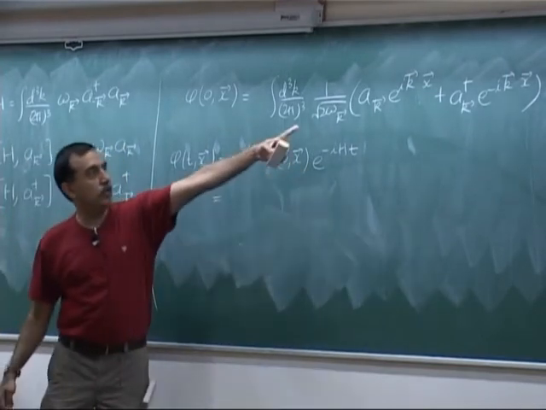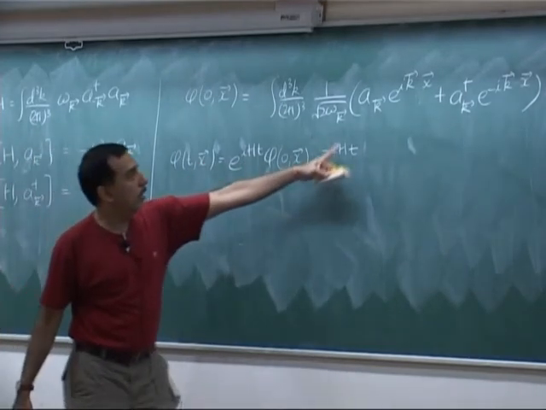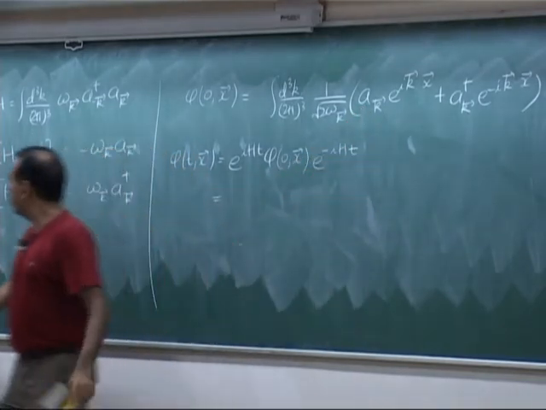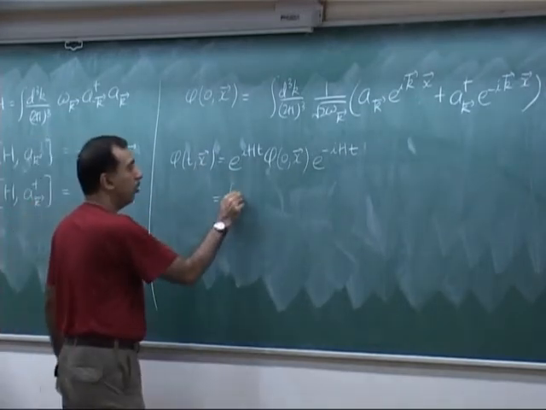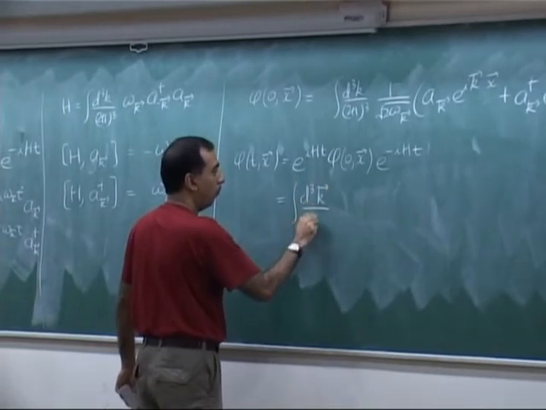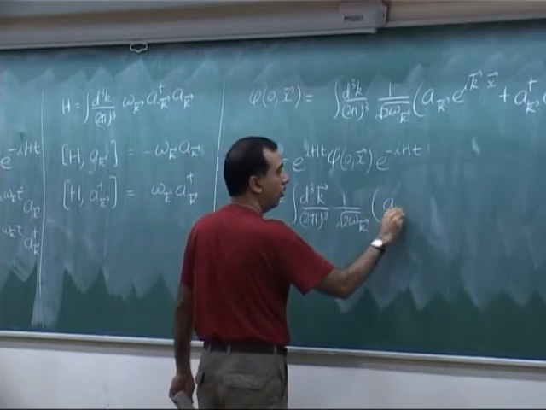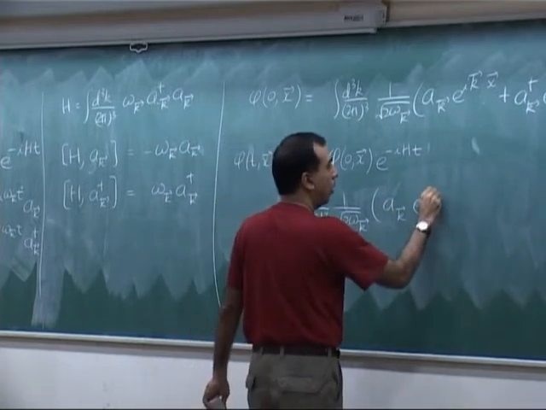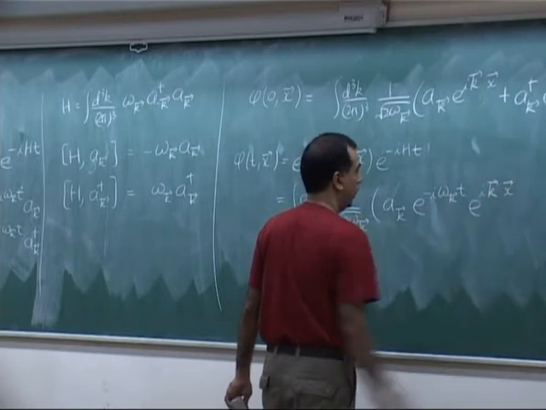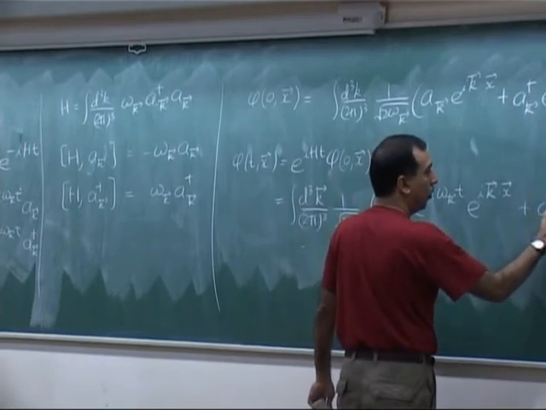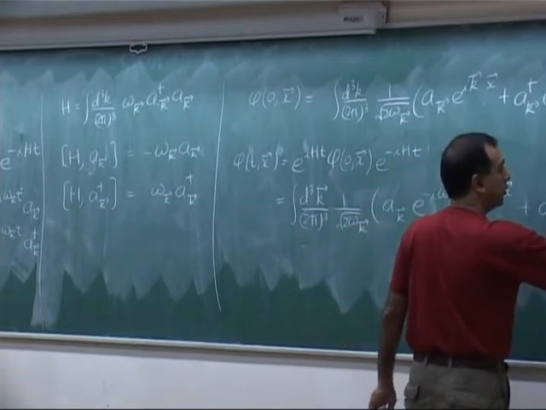So I act with these from both sides on the right side, but now I can use these relations because e to the iHt and e to the minus iHt, when they act on both sides of a, then it's this relation and the answer is that. Likewise for the second term. So I get, so now a_k acquires e to the minus i omega_k t and e to the i k dot x. And a dagger acquires e to the plus i omega_k t and e to the minus i k dot x.